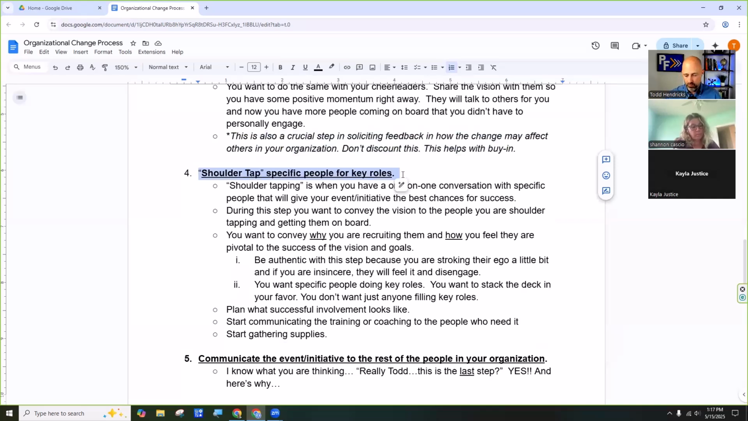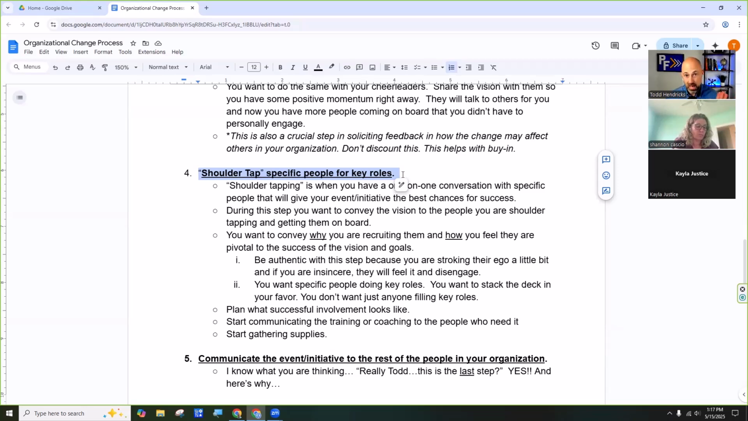So the next thing, number 4, is shoulder tap specific people for key roles. I have said this before, and I'm going to say this till the day I die. Putting a clipboard out and saying, hey, sign up for this if you want to be involved, is one of the worst ideas you can ever do. You don't want just anybody signing up for just anything. We're all different. There are people who have specific skill sets that are good for what you're trying to implement. Shoulder tap those people.